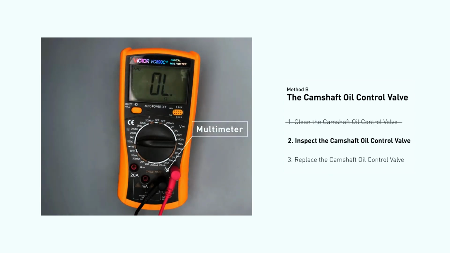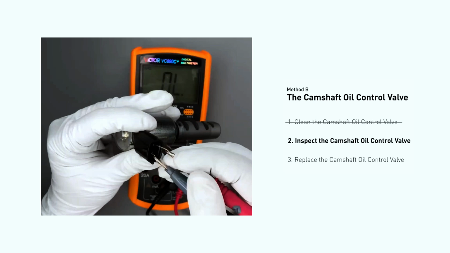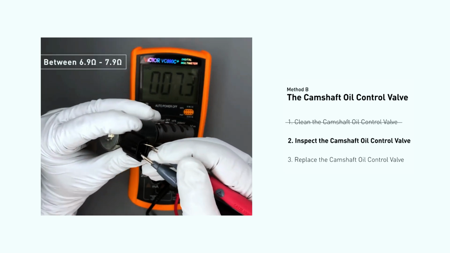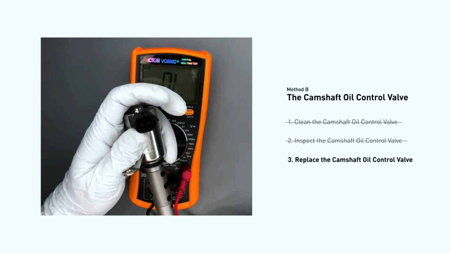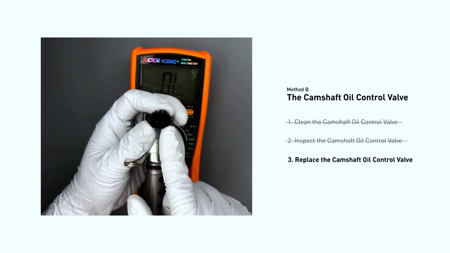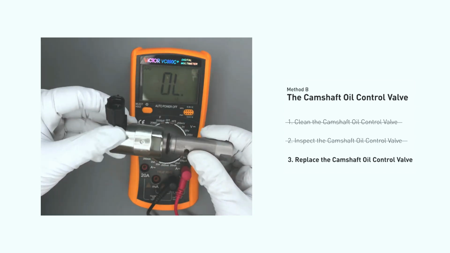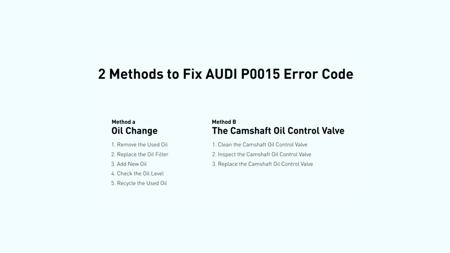In ambient temperature of 68 degrees Fahrenheit, the valve resistance is between 6.9 ohms to 7.9 ohms. If you do not get a reading, this indicates that the camshaft oil control valve is faulty and needs to be replaced. So here are two of the most practical solutions to fix Audi's P0015 error code.